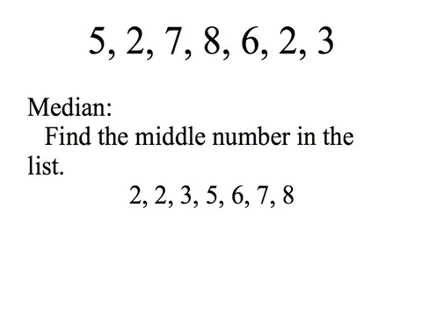And now that the list is in order, it's easy to see that the middle number is 5. There's 3 numbers larger than the 5 and 3 numbers smaller than the 5. The median is 5.